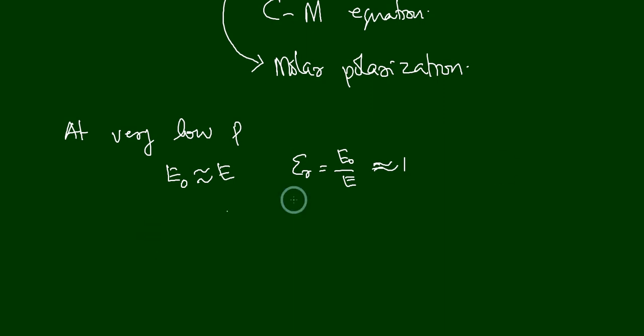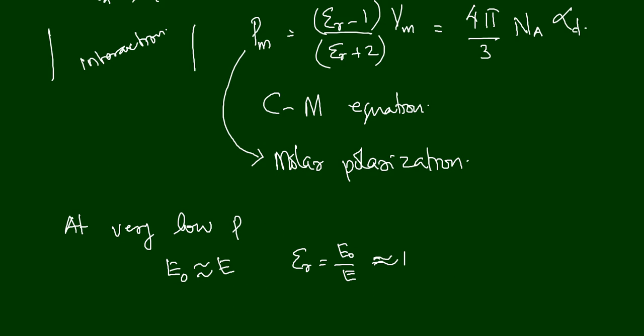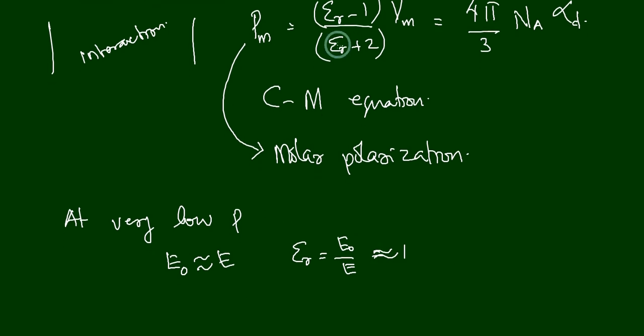So in the case where epsilon r becomes 1, how can we rewrite the Clausius-Mosotti equation? We can rewrite the Clausius-Mosotti equation like (epsilon r minus 1) divided by (epsilon r plus 2). Okay, so here epsilon r plus 2 can be considered as 1 plus 2, that is equal to 3, into Vm is equal to 4 divided by 3 into Na into alpha d. We can write it like that.